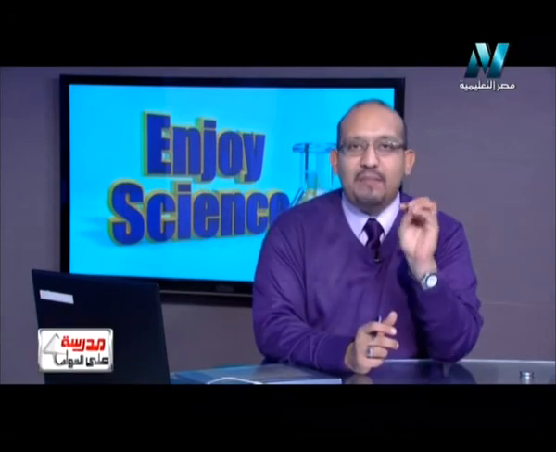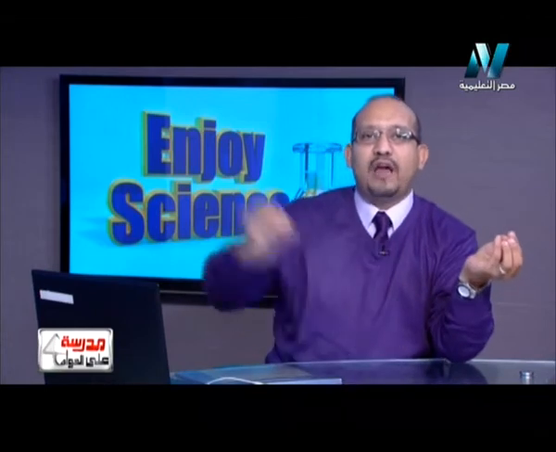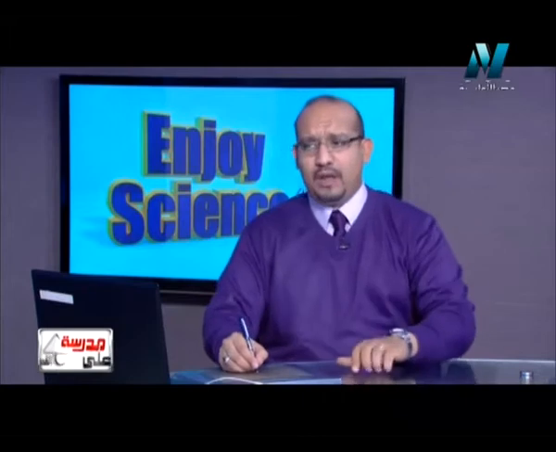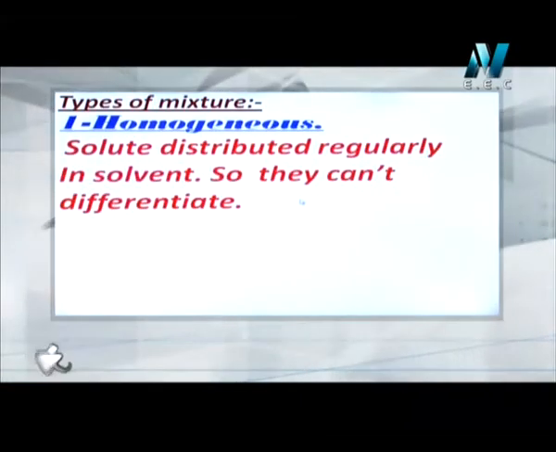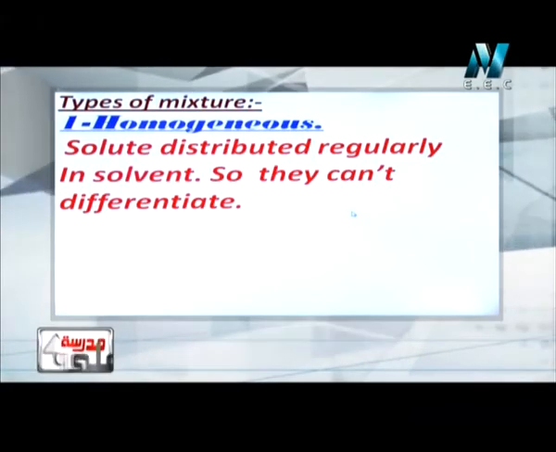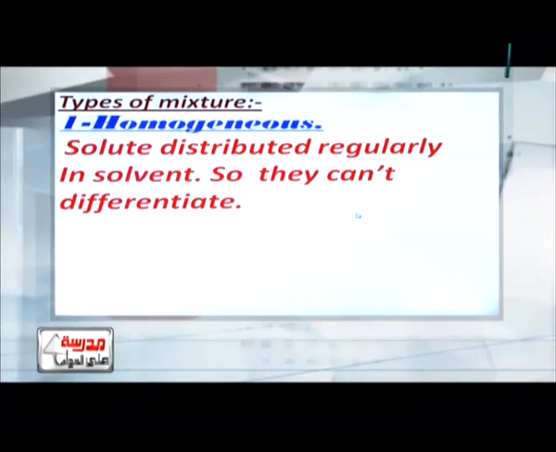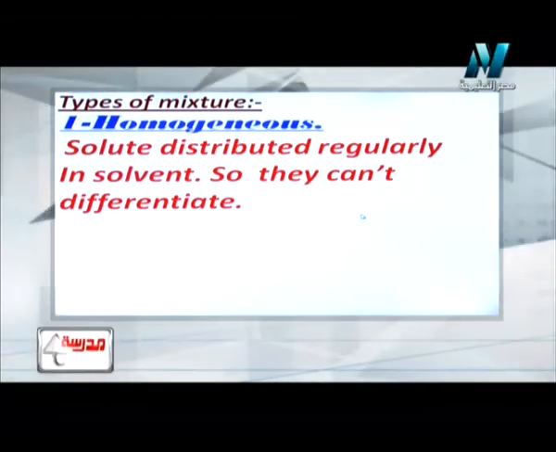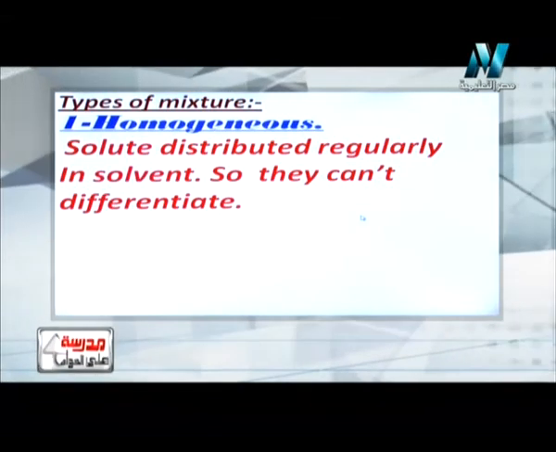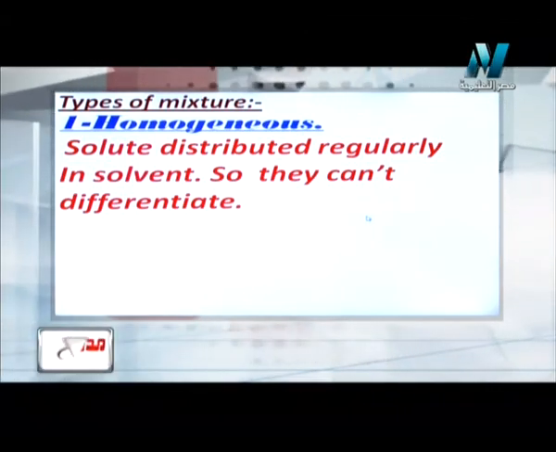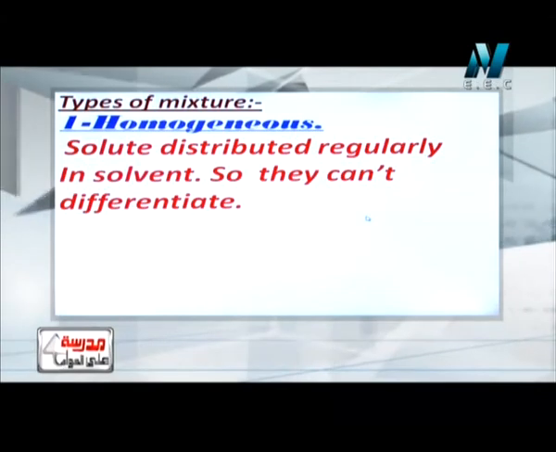يبقى لازم افرق ما بين types of mixtures as another types of solution. Okay, as we see here, we have types of mixtures as number one, homogeneous. Here, solute distributed regularly in solvent. يبقى اللي انا بتكلم عليه ده هو مين؟ هو mixture homogeneous mixture as solution. يبقى لو حد قال لي يعني مين الهوموجينيوس mixture اقول له هو solution.